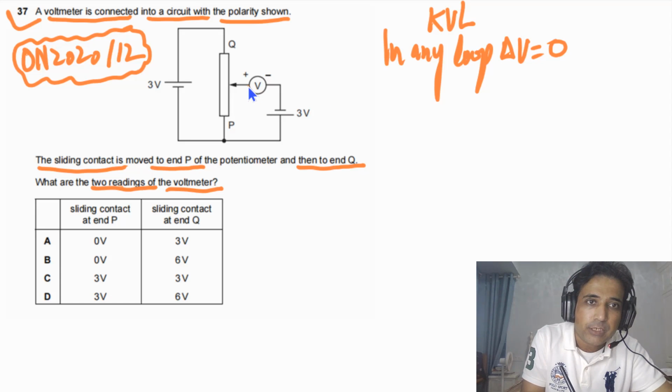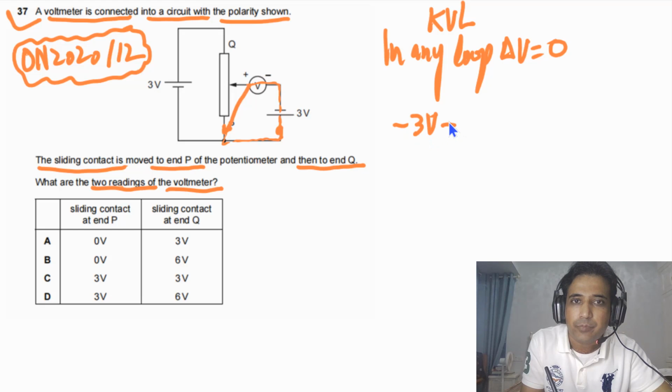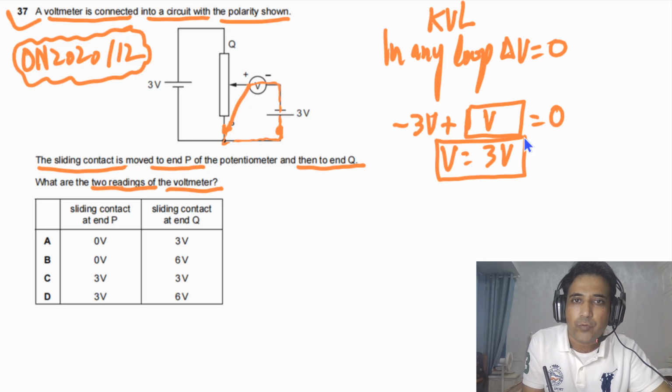So in this case, first of all, we will consider when the sliding contact is at end P. So we have to take one complete loop. So this is over the complete loop now. We will start from this point. If we go from positive to negative, the potential is decreasing, so the change in potential will be negative. So we will write down 3 volts, negative, plus the reading on the voltmeter, V, equal to 0. So V in this case will be equal to 3 volts.